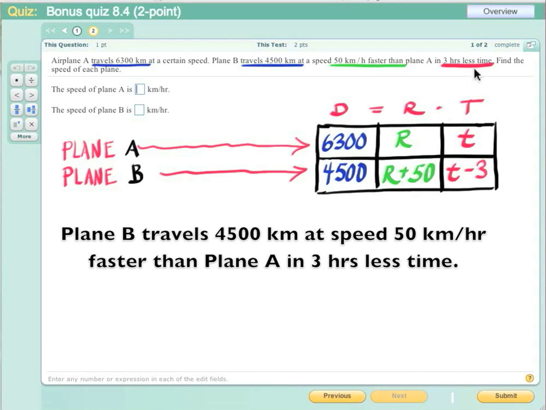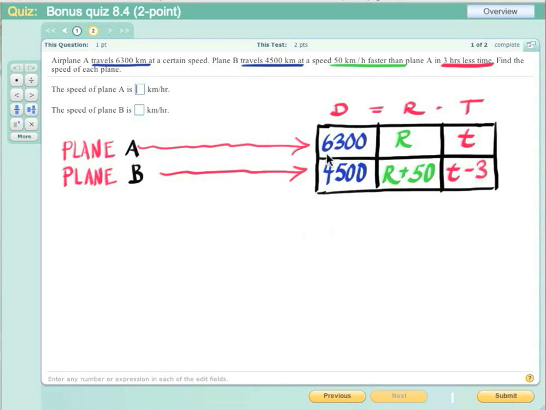And it's the same thing with time. I don't know how long in the air plane A is. I don't know how long in the air plane B is, but I do know not only does it go faster, it's in the air for 3 hours less. That's why I took time for plane A and subtracted 3. They're asking us here for the speed of the two planes.